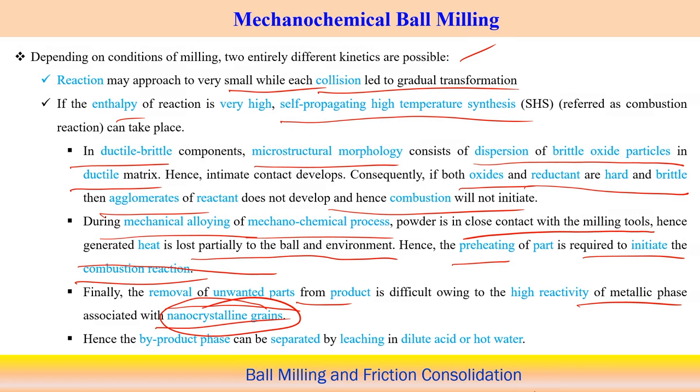So hence, the byproduct phase can be separated by leaching in dilute acid or hot water. We can use the byproduct component using this mechanochemical ball milling operation. The point is that if nanocrystalline grains are produced, it's very difficult to segregate them, because in nanocrystalline grains the surface area to volume ratio is usually very, very high. So the other way, the byproduct phase can be removed simply using hot water or dilute acid. We can utilize this process.